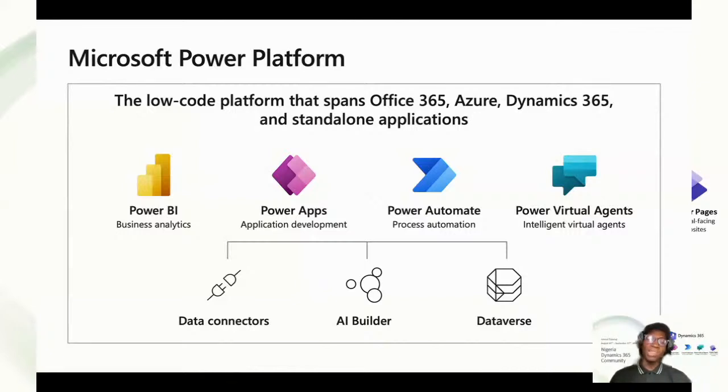The Power Platform comprises four major components. The first component is Power BI, which has to do with business analytics. It helps you visualize your data. You get to see how your business is moving. You can have different charts and different views to track progress as things are moving in the organization, with the data. The second one is Power Apps.